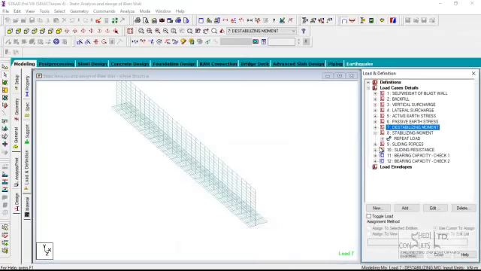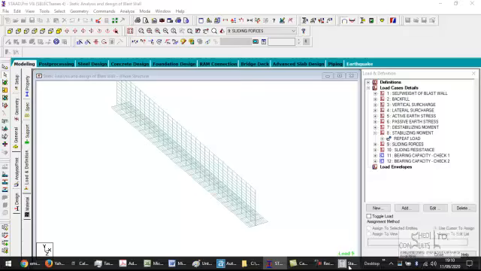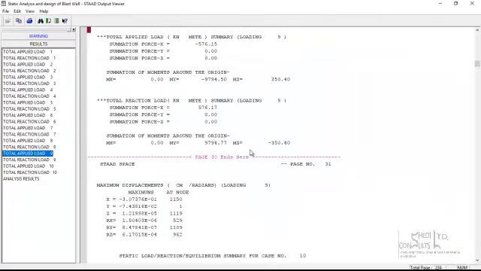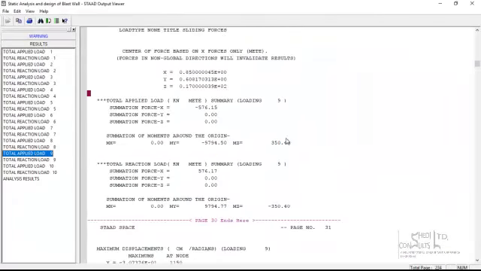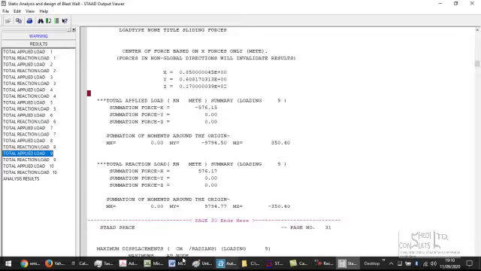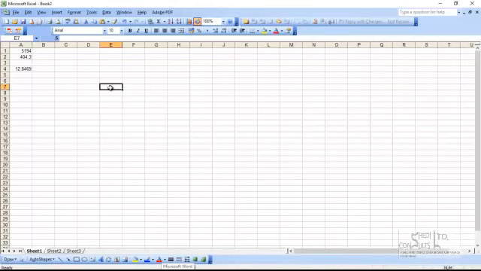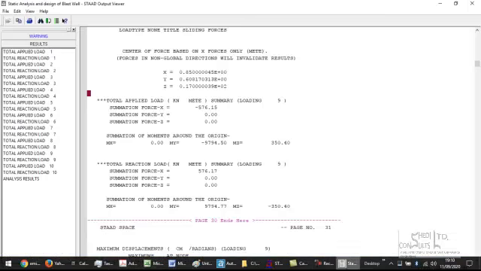Let's look at the sliding forces. Total sliding forces, load case 9. For load case 9, look at the summation of forces in the x direction. For load case 9, the summation of forces in the x direction is 576.15. We want to check the stability against sliding.